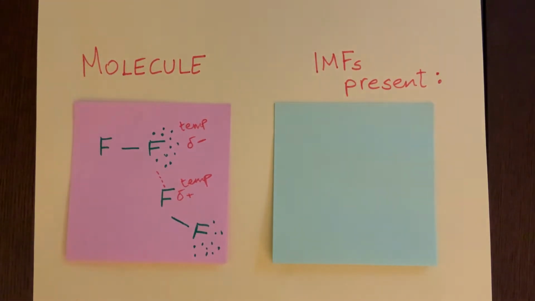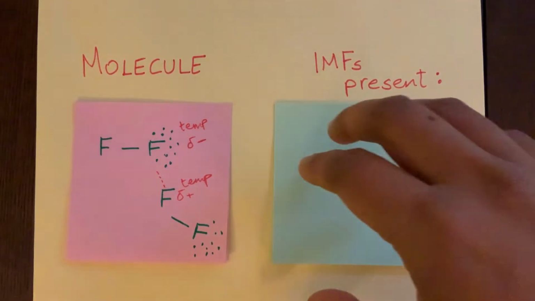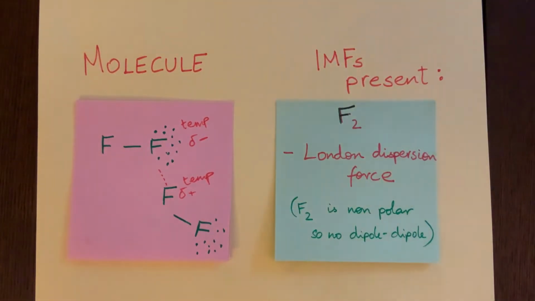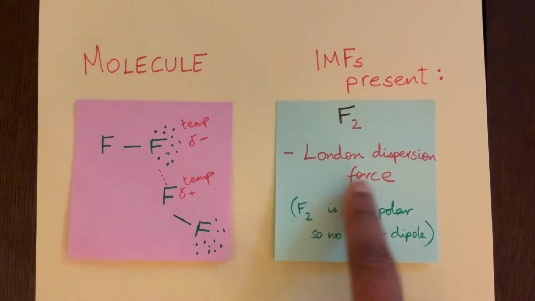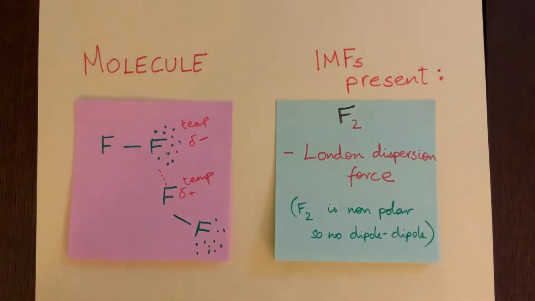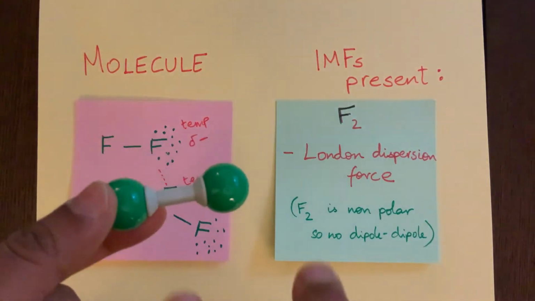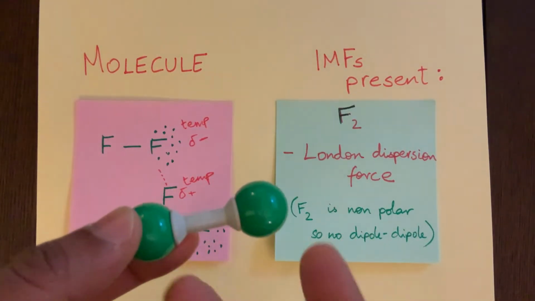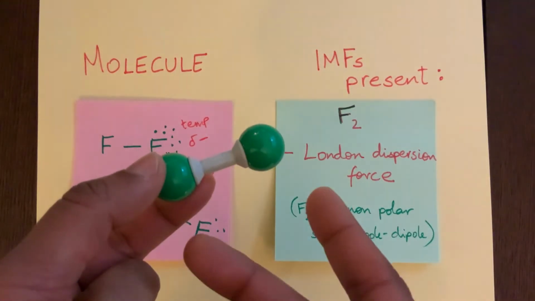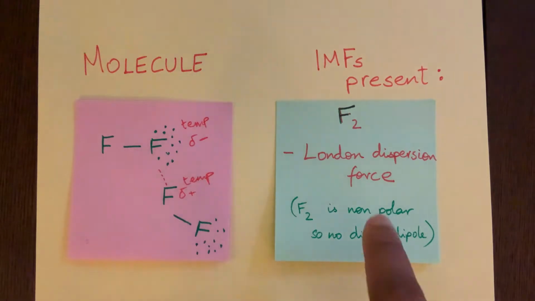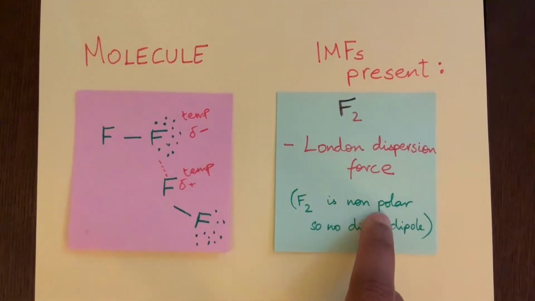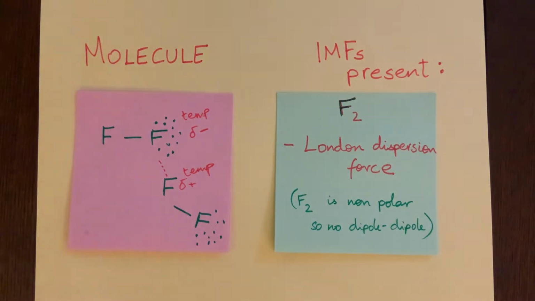So what keeps fluorine molecules together? Anytime fluorine forms a liquid, it tends to be only London dispersion forces. Why only London dispersion forces? Because we have no permanent dipole. Both the fluorines have the same electronegativity, so the positive and negative ends could flip at any given point. So when we have temporary dipoles, which means the polarity can flip, we have only London dispersion forces. So because F2 is nonpolar, it cannot have dipole-dipole attraction.